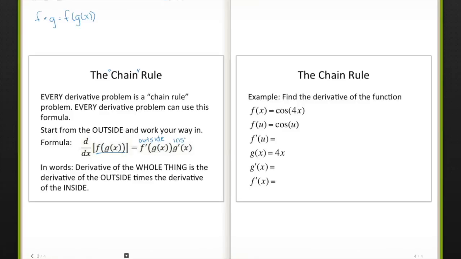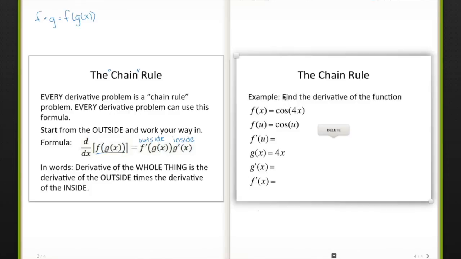We start by taking the derivative of the outside function, and then we take the derivative of the inside function, and we simply multiply them together. That's all the chain rule is about. So let's take a look at an example.